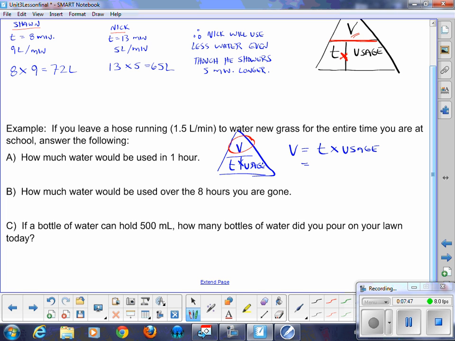So to find that volume, I know it's going to run for 1 hour, but we've got to do it in the same units, okay? So here it's in hours, here it's in minutes, so therefore we need to make sure we convert. So 1 hour, we have to multiply that by 60, because there's 60 minutes in an hour, multiply by 1.5, and when we do that, we end up with 90 liters. So therefore, 90 liters in 1 hour. So you need to make sure you are using the same units.